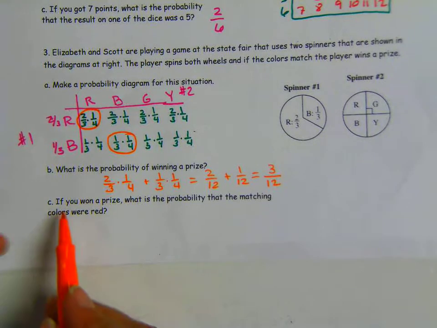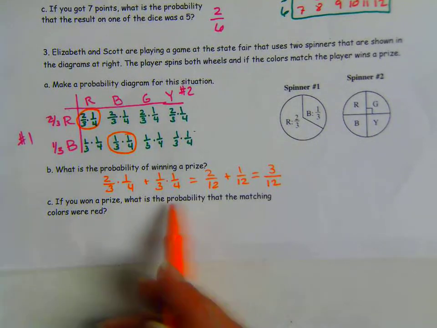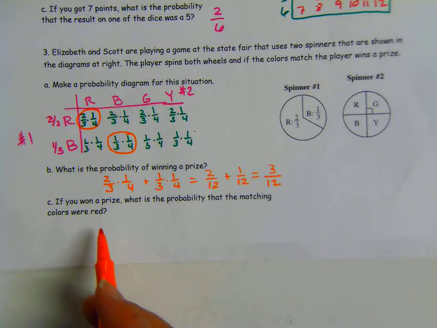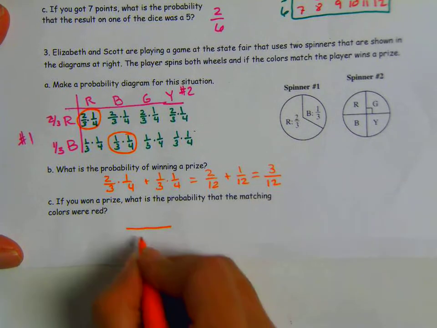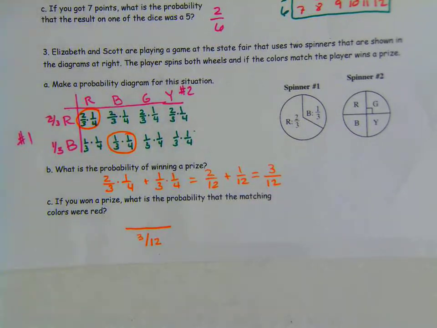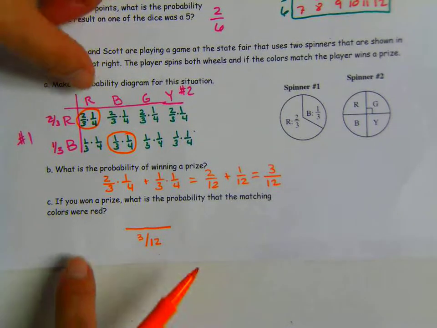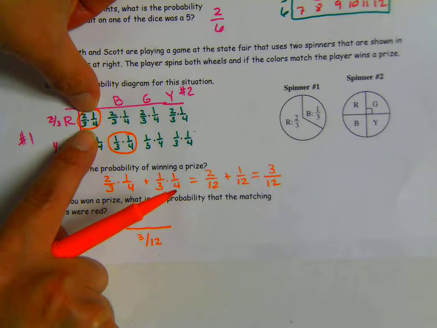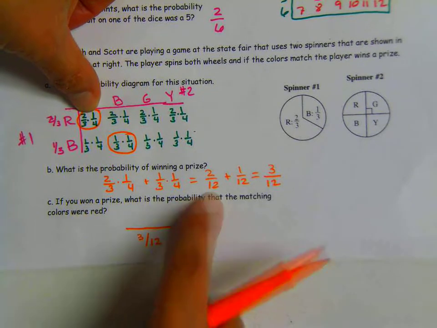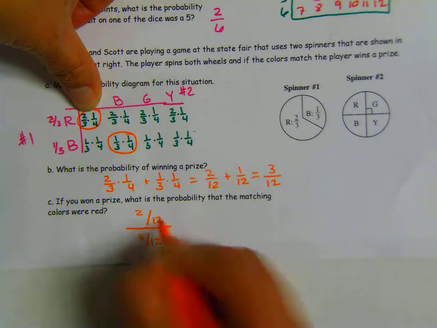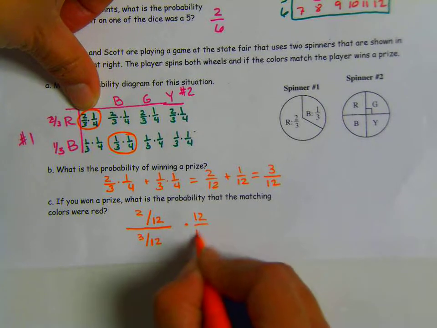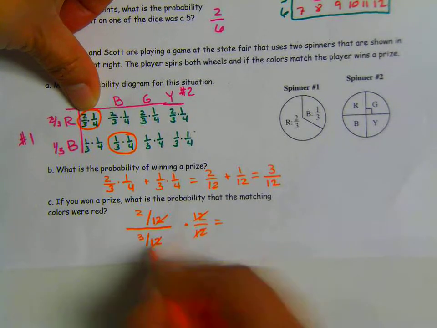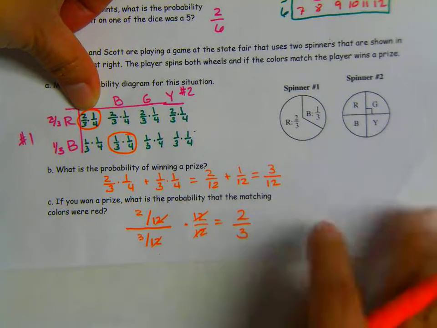Now this is the conditional part. If you won a prize, what's the probability that the matching colors were red? So the probability I win a prize is 3 out of 12. So now I've got to figure out what's the probability of getting a red. Well, a red was this one, 2/3 times 1/4, or 2/12. And we don't like fractions within fractions, so I can just multiply the top and the bottom by 12. These cancel out, and I end up with 2/3. And that's it.